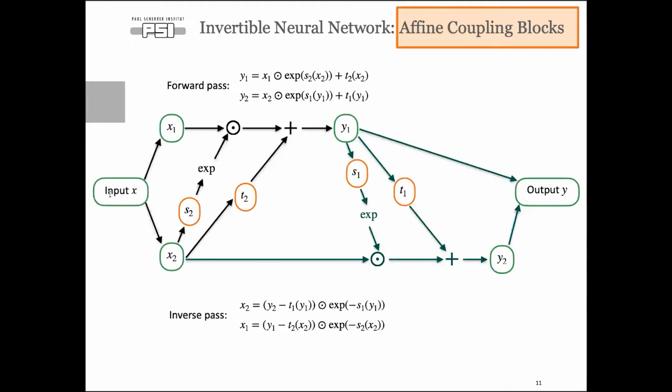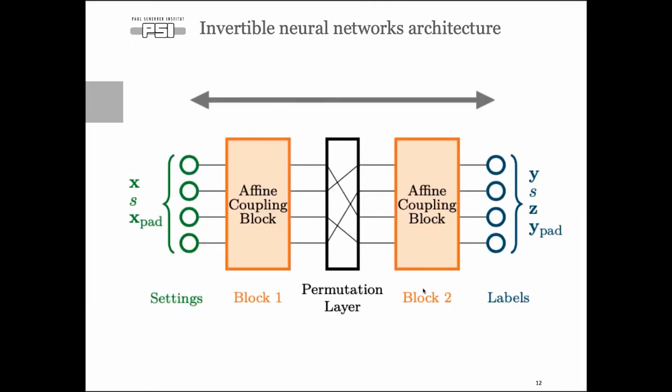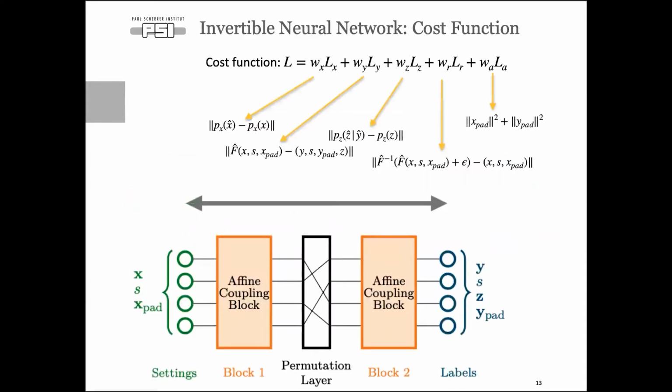As I told you, those affine coupling blocks, you need to split your input into two halves, and the input is not always split in the same way. Therefore, you need those permutation layers in between, so that X1 and X2 are always different. So this is the basic structure of those invertible neural networks.